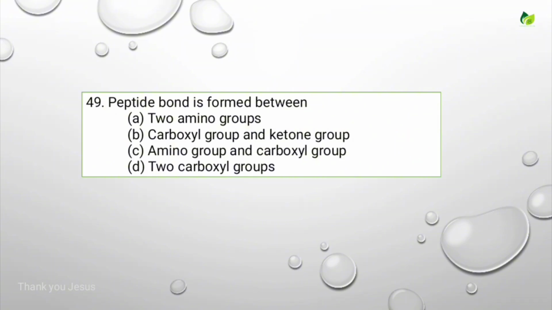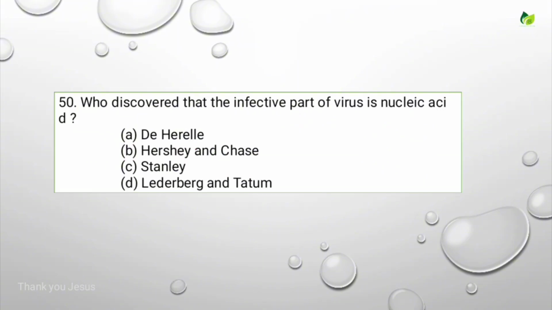Peptide bond is formed between. Options are two amino acids, carboxyl group and ketone group, amino group and carboxyl group, two carboxyl groups. For this, the correct answer is the peptide bond is formed between the amino group of one amino acid and the carboxyl group of a second amino acid. In between them, the formation of peptide bond occurs. Let's see the next question.